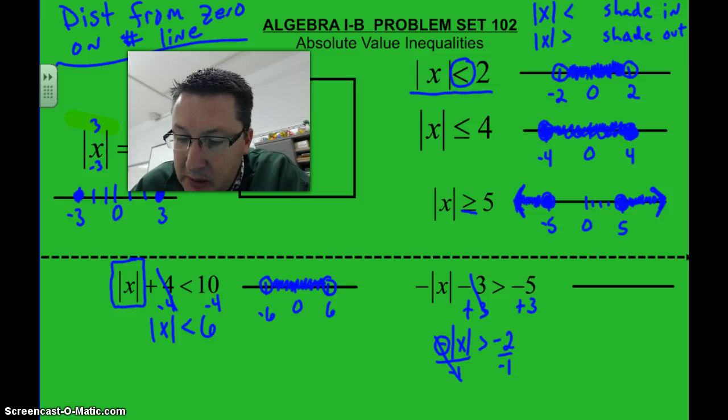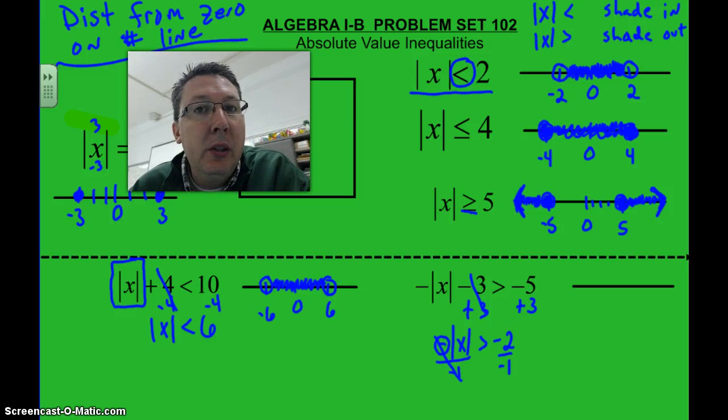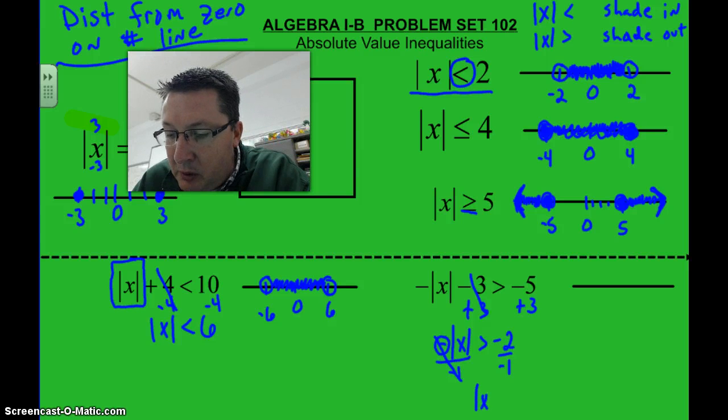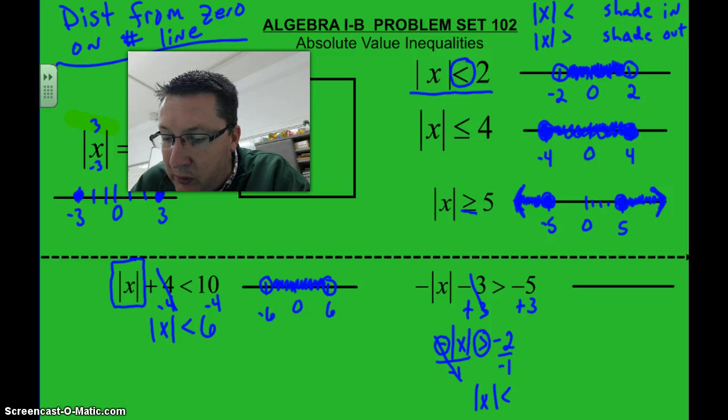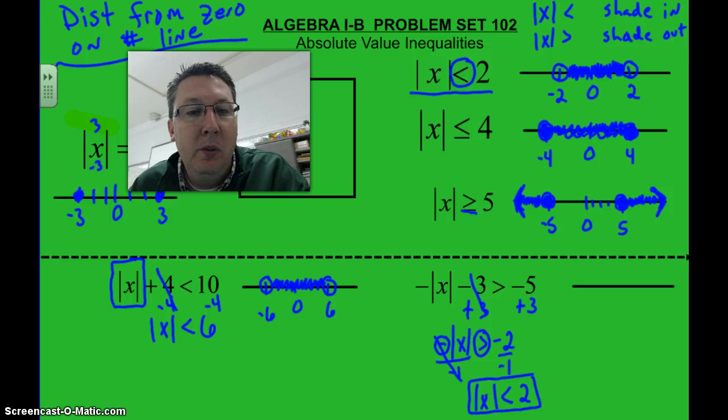Now, I just mentioned this. What happens in an inequality when you divide by a negative? Well, anytime you multiply or divide by a negative, that inequality sign right there has to change direction. So we're going to flip it over to less than. -2 divided by -1 is +2. So the absolute value of x is less than 2.